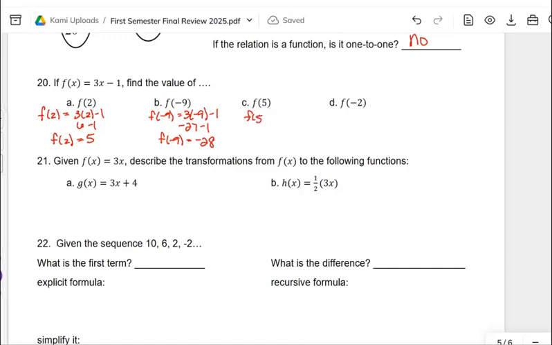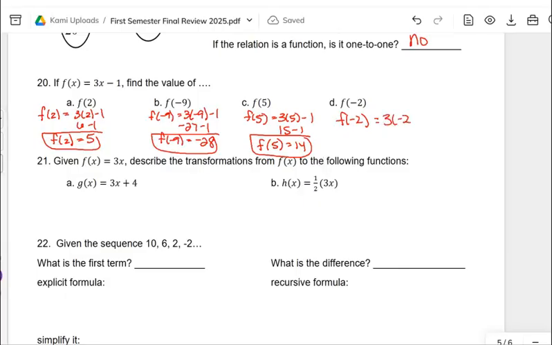F of 5, I'd have 3 times 5 minus 1, 15 minus 1, so f of 5 is 14. F of negative 2, 3 times negative 2 minus 1, so negative 6 minus 1. F of negative 2 equals negative 7.